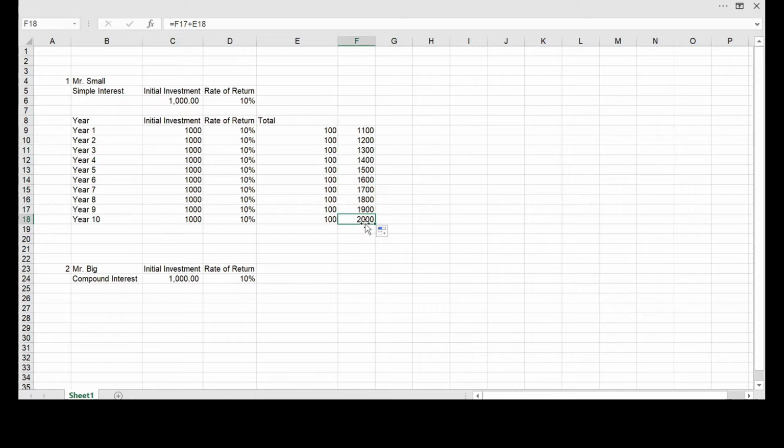There you go. So 2,000, which means that by the end of year 10, Mr. Small would only have 2,000 in total, including interest on his investments. So this is how you calculate the simple interest.